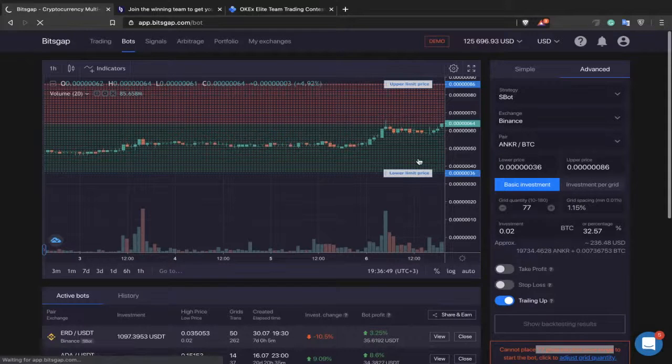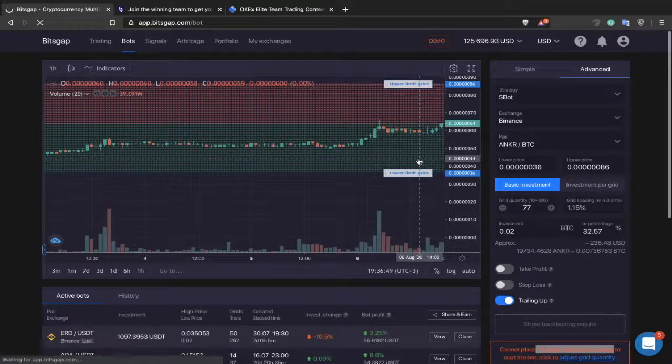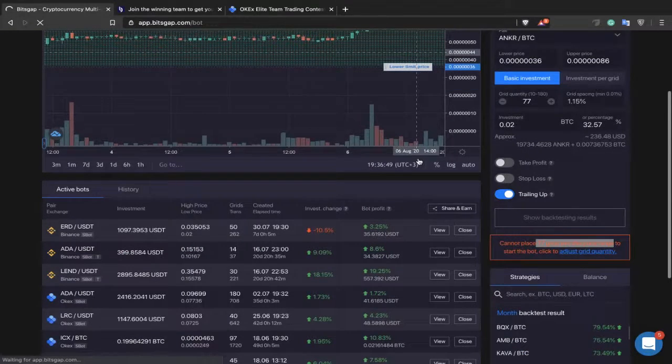So the logic is simple. When you see that allocation is not enough to launch the bot with the amount of grid levels you've selected, then you can adjust the grid quantity. So the system will reduce the amount of grid levels, and in this case, it will be possible to launch the configuration with your preferred investment allocation. So that's as simple as that. Now let's just wait for the page to refresh.